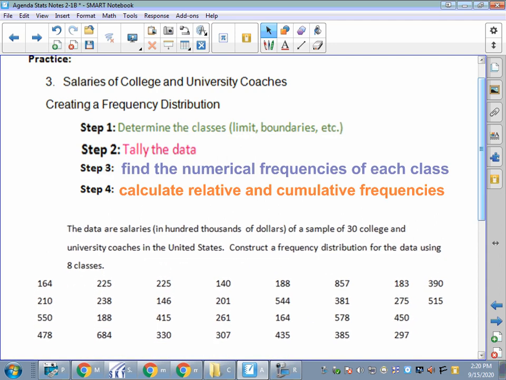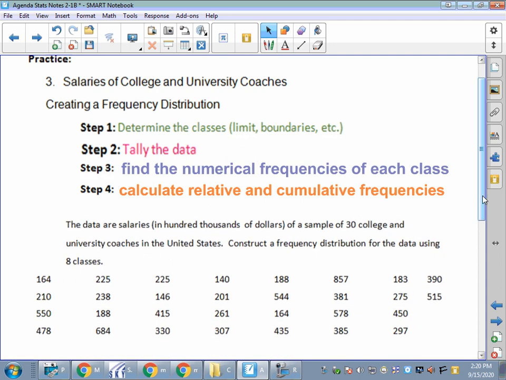So let me scooch this up a little bit. So I've got a sample of 30 college and university coaches in the US. Construct a frequency distribution for the data using 8 classes. Notice I told you I will tell you how many classes I want. So 8 classes, so think back.